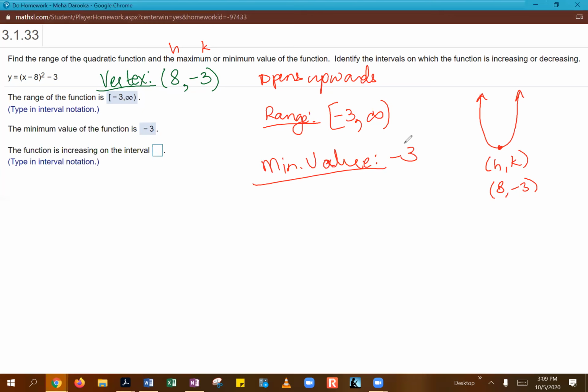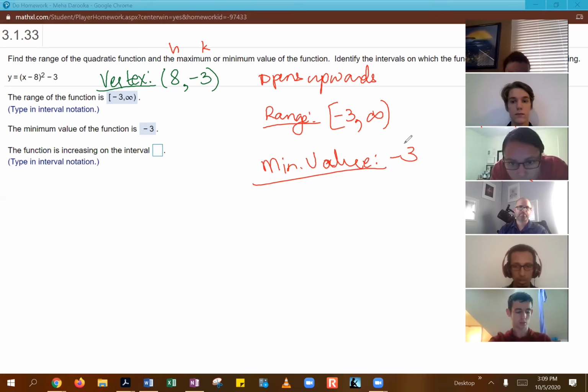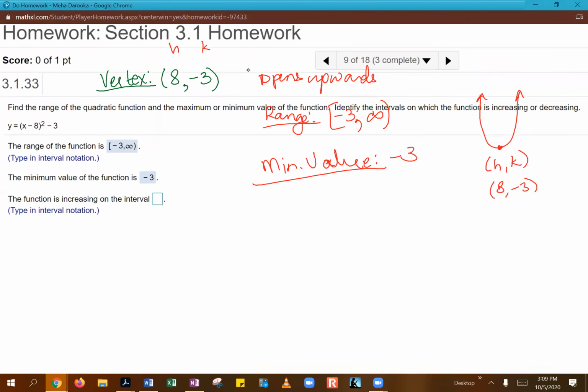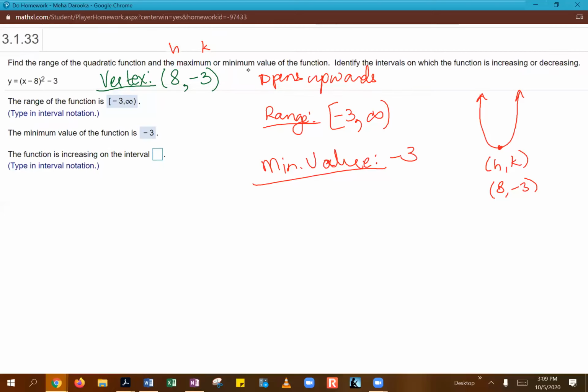Now take a second and think about this. Where is your function increasing? What interval is it increasing at? And if it helps, draw a bigger graph. So it's a parabola opening upwards with the vertex at 8, negative 3. Let's see, Abdulaziz, Trey, and Shayna, James, you're going from 8 to infinity.